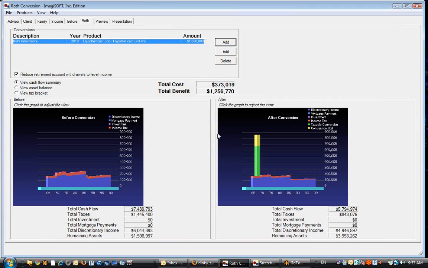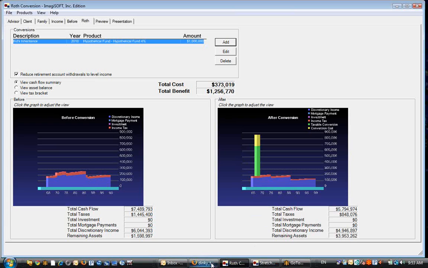Okay, as you can see, this right here is what you're going to be looking at. The total cost. How much does it cost? What are the taxes? That is the yellow part right here. The taxes are $273,000. The benefit is $1.2 million. If this is positive, that means that the Roth is in their advantage. If it's negative, it means it's not in their advantage.